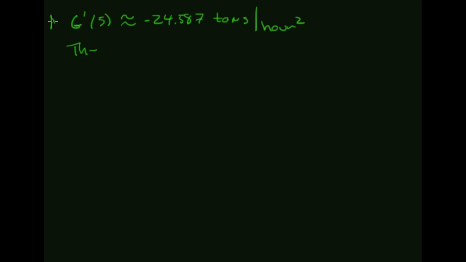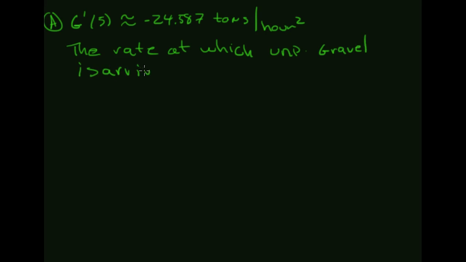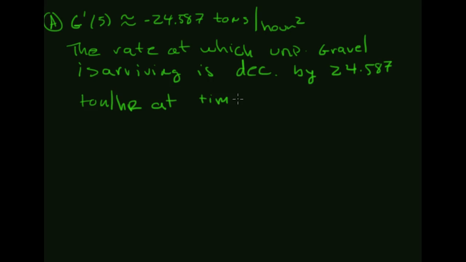This means that, this is part A, the rate at which gravel, unprocessed gravel, is arriving is decreasing by 24.587 tons per hour at time t equals 5 hours. Alright, so that's not so bad.